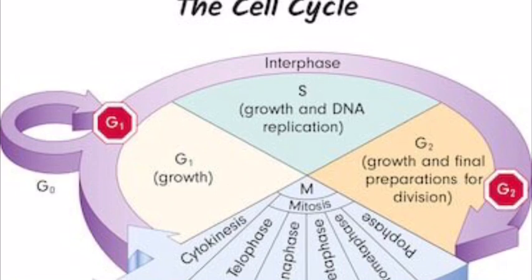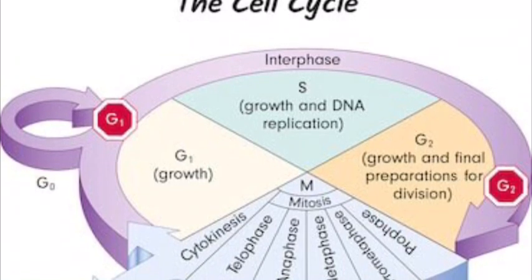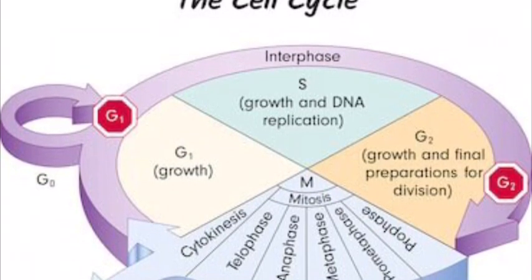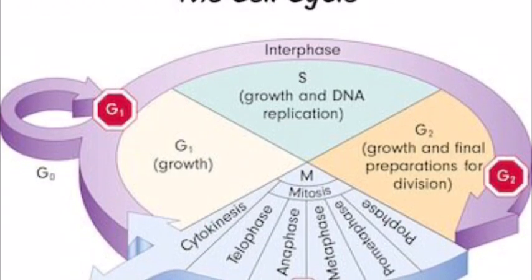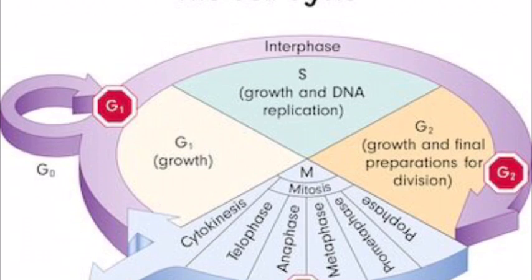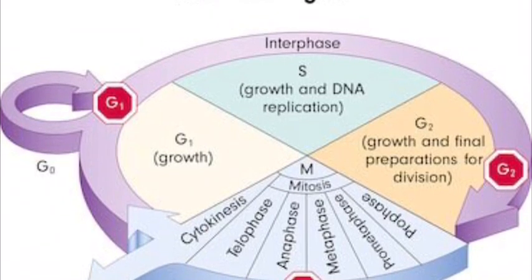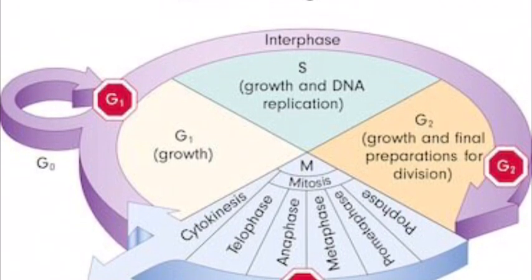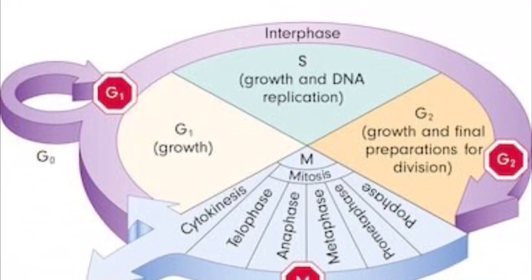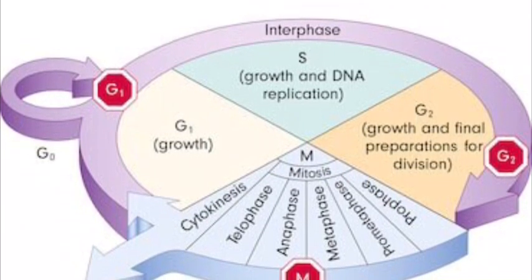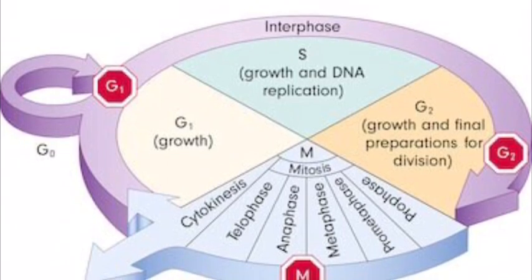Next is the cell cycle. The cell cycle can be broken down into two major stages, interphase and mitosis. These can both be broken down into categories. First, mitosis can be broken into 5 stages: prophase, metaphase, anaphase, telophase, and cytokinesis. Interphase can be broken down into 3 stages: G1, S, and G2 phase.